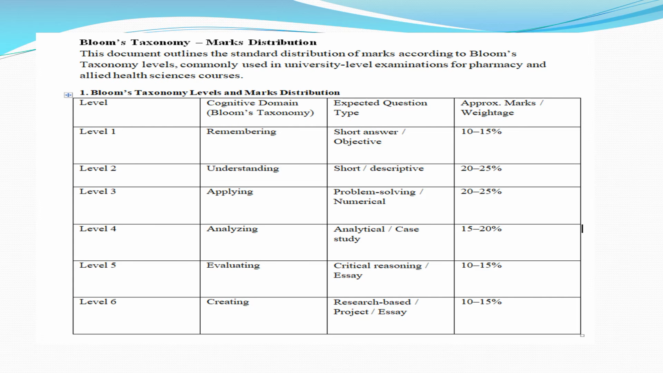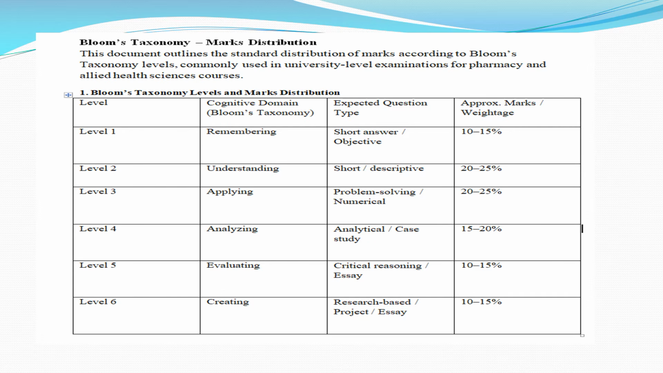It is used for short and descriptive type answers. In the case of the applying level, where the higher levels start, we can use 20 to 25%, where some numerical questions or problem solving can arise. But where the applying level is not justifiable, we can shift those marks into the remembering and understanding levels also.